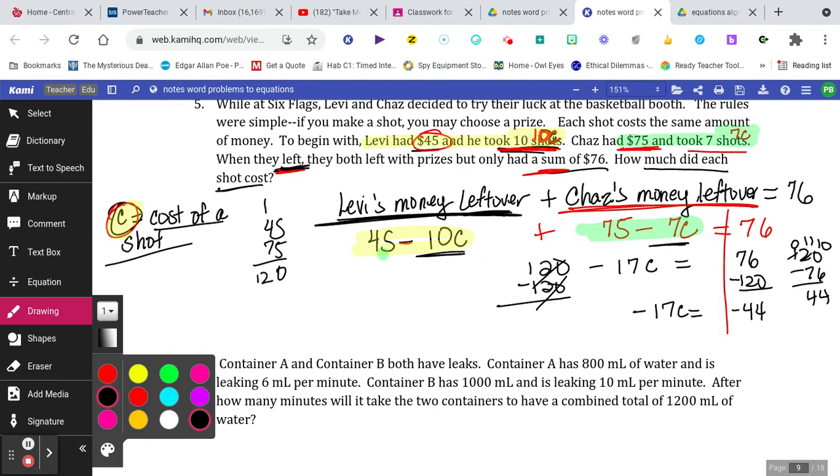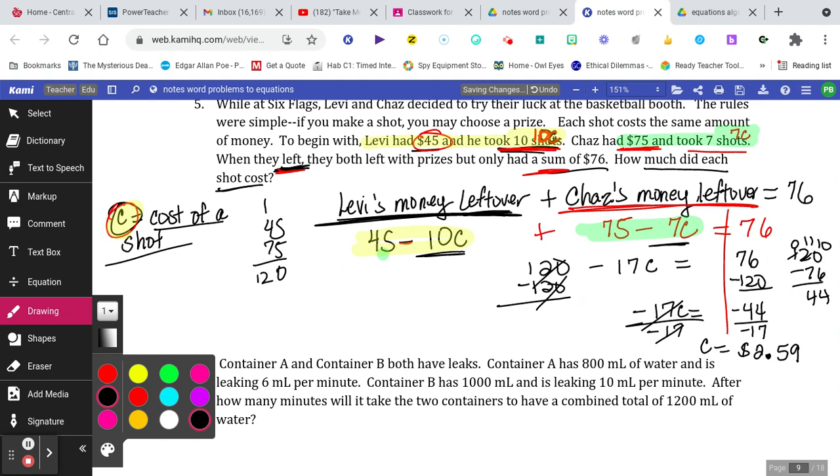Now, I probably could have made this problem a little better because I don't think anybody would be spending change at the booth. I don't think they take change. They just want all dollar bills. So if I divide by negative 17, I'm going to round this off to make it look like money. That's going to be like $2.59.